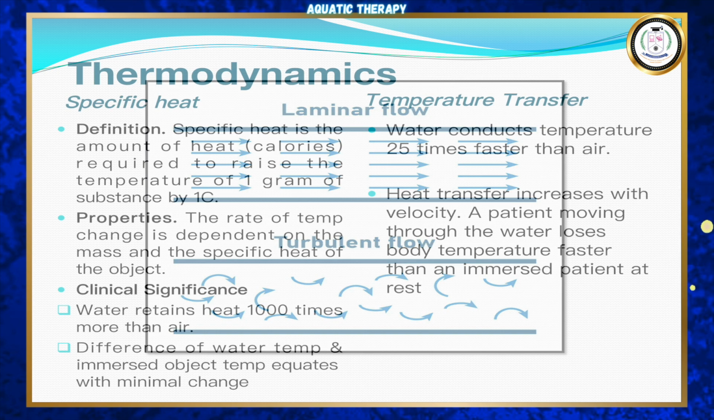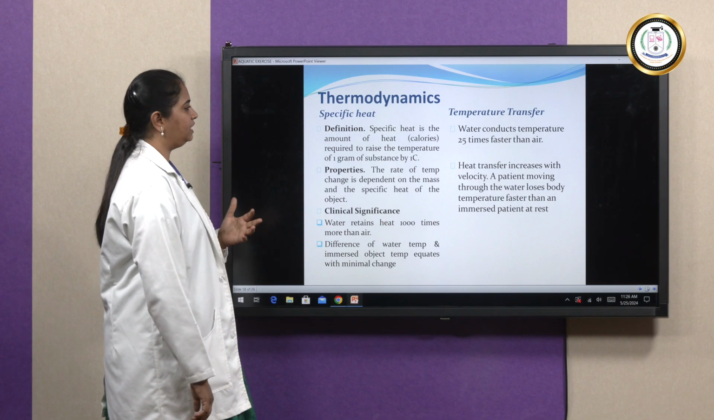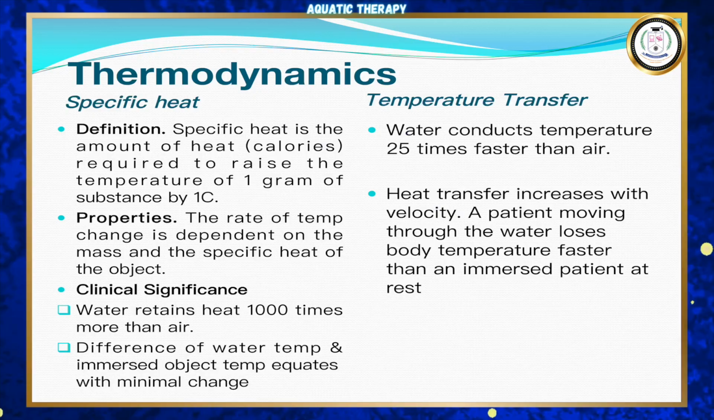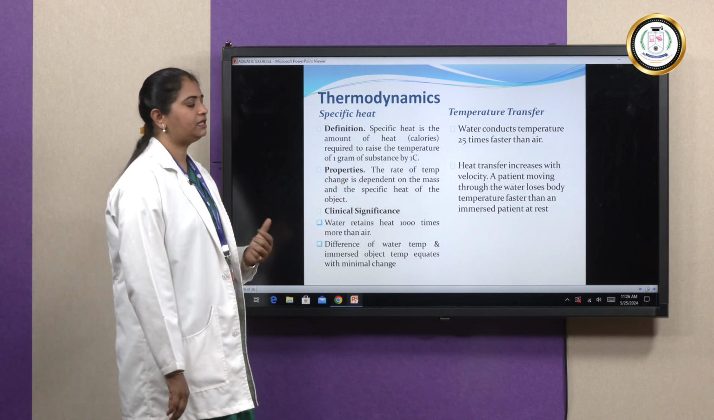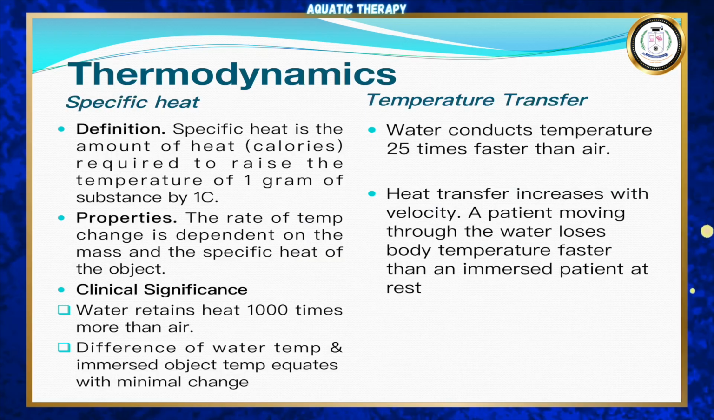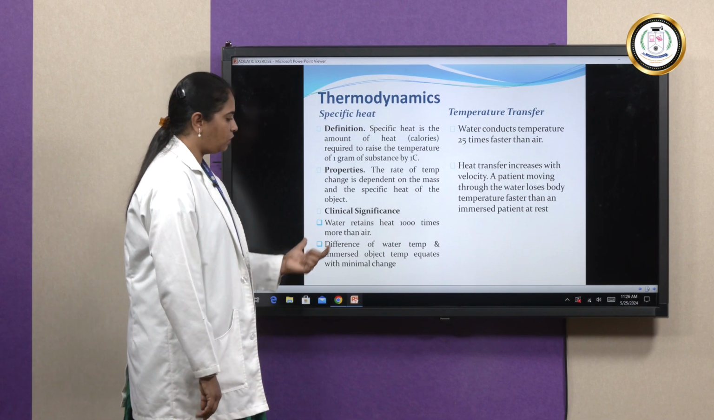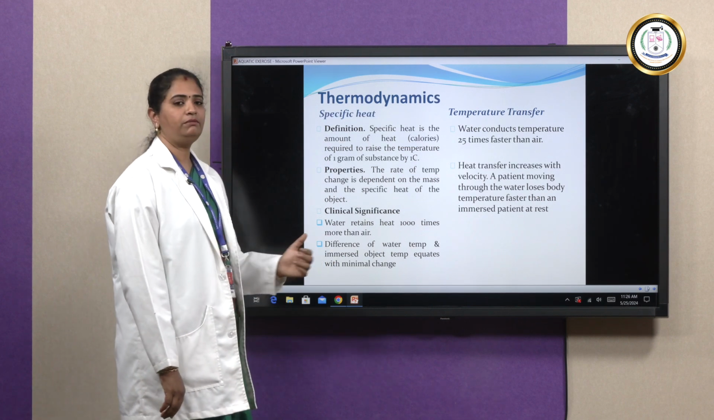Thermodynamics. There are two things in it: specific heat and temperature transfer. Specific heat is the amount of heat that is required to raise the temperature of 1 gram of a substance by 1 degree. The rate of temperature change is dependent on the mass and the specific heat of the object. Clinical significance is that water retains heat 1000 times more than air. The difference between water temperature and immersed object temperature equates to the minimum change.